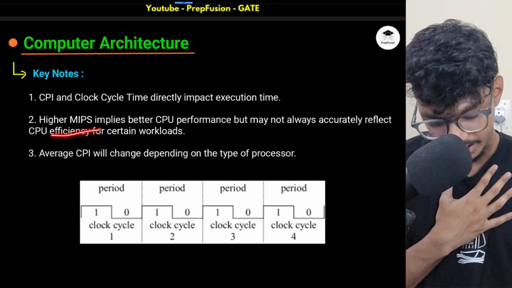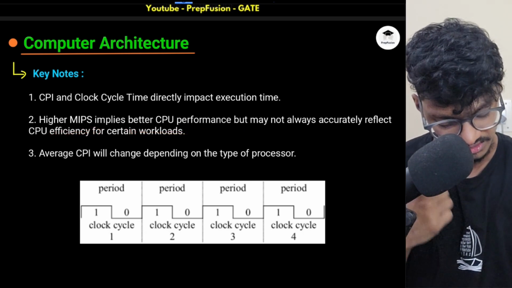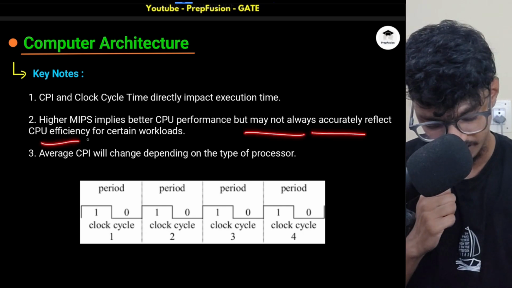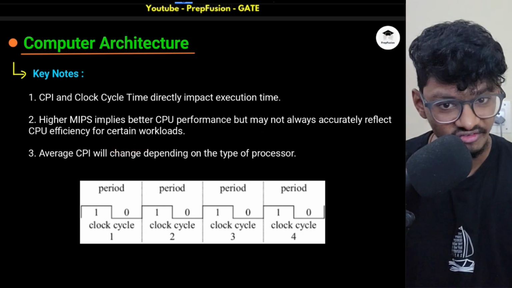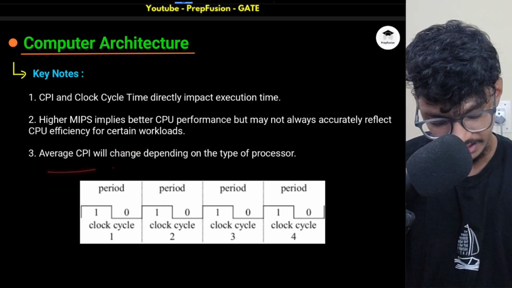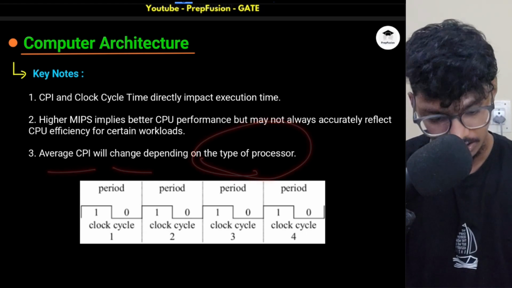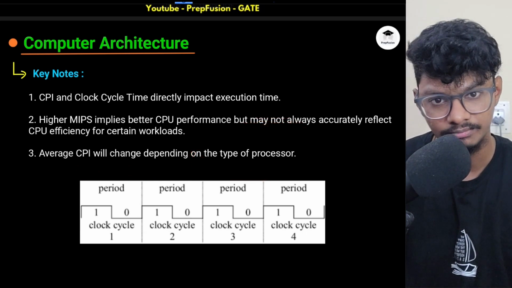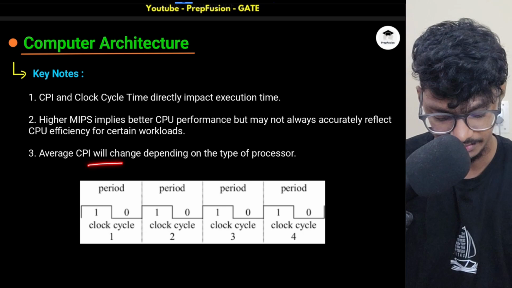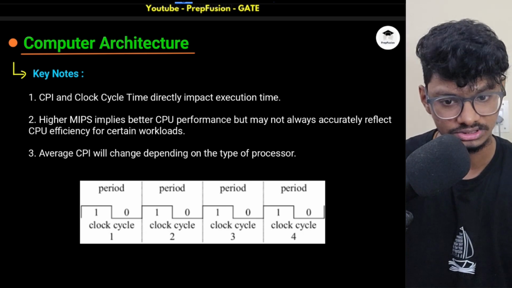Okay, so higher MIPS implies better CPU performance, but may not always accurately reflect the CPU efficiency for certain workloads. Efficiency may go down. Average CPI will change depending on the type of the processor, because each processor can have a different clock rate, and CPI is dependent on many things. So average CPI also will change from processor to processor.